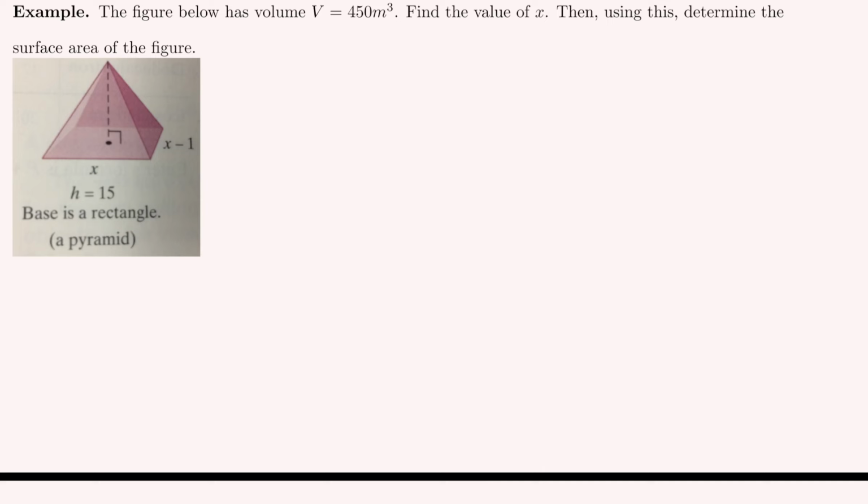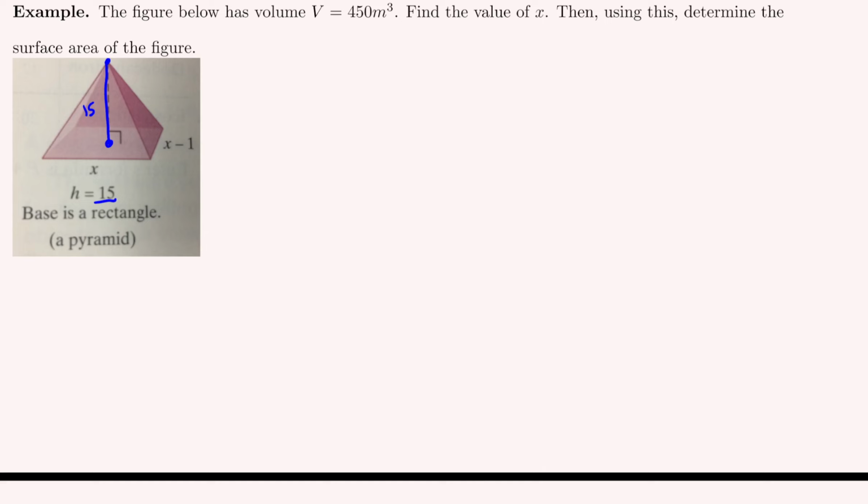Now this last example takes the material one step farther. It has the idea of volume, but if you notice as you look at what's drawn in the figure, some of the side lengths are labeled, but we don't know what they are. Instead of labeling this side length as a value, it's just labeled as x. And instead of labeling this side length as a value, it's listed as x minus 1. Now we do know the height of this pyramid. We were told that's 15. So we have a little bit of information.